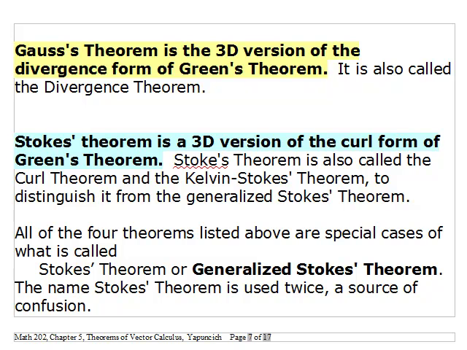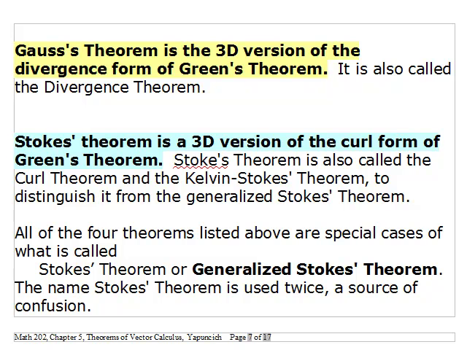Gauss's theorem is the 3-dimensional version of the divergence form of Green's theorem, and it has its own name called the divergence theorem, but it really means Gauss's theorem, and it's 3D. Stokes theorem is a 3-dimensional version of the curl form of Green's theorem. And there's a chart that I'll show you in a minute that matches these up, which is probably better than just saying these words.